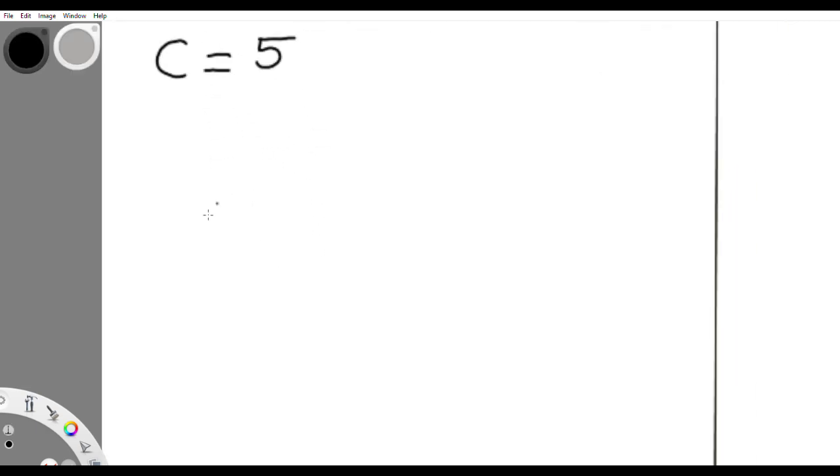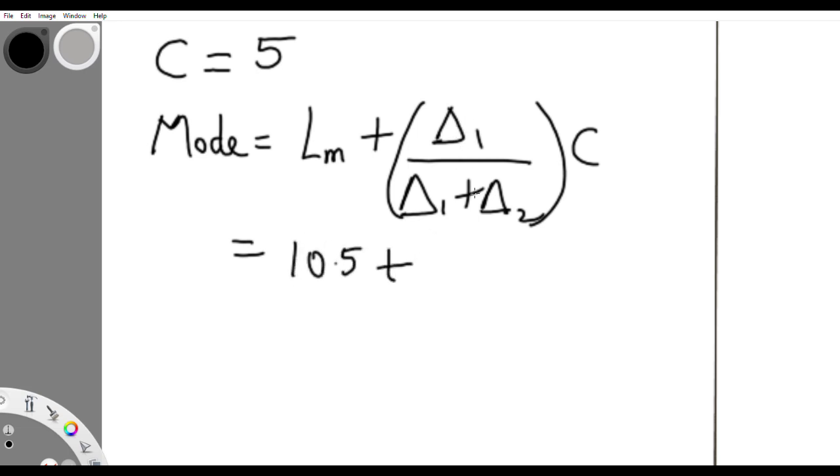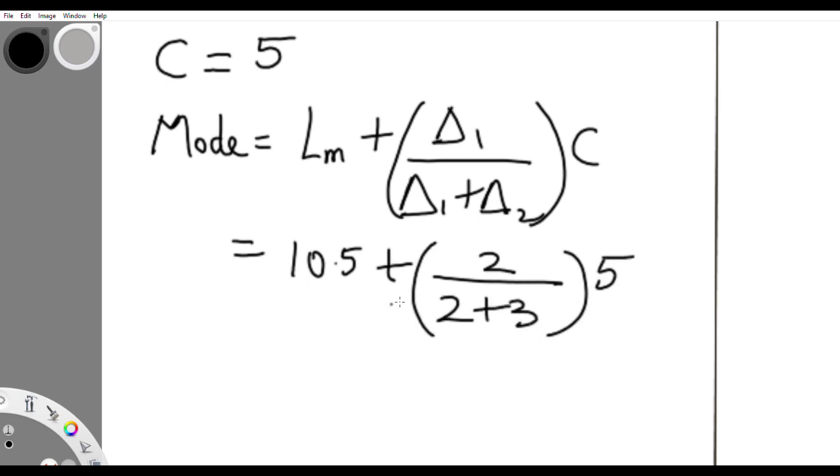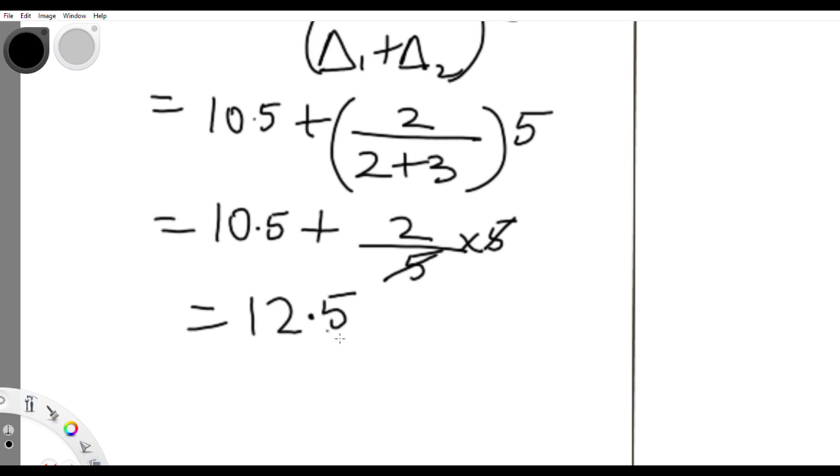Now let's go to the solution. So mode equals the lower class boundary of the modal class plus delta 1 all over delta 1 plus delta 2, all multiplied by what? The class size. Lower class boundary is 10.5, delta 1 is 2, delta 1 plus delta 2 is 5, all multiplied by class size 5. Now 10.5 plus 2 over 5 times 5. 5 cancels 5. Then we have 12.5, which is the mode.